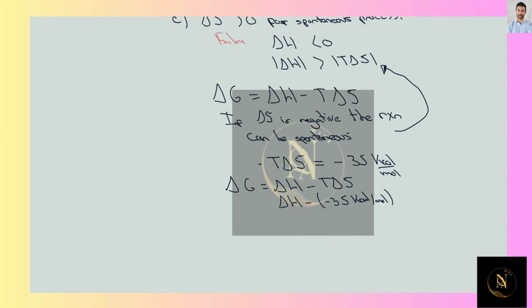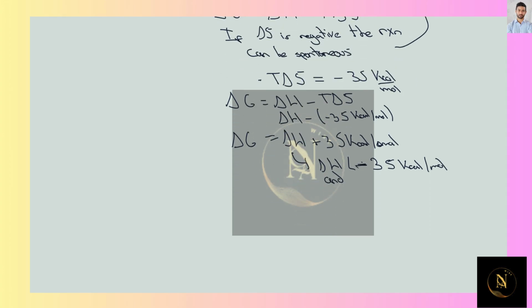You can see that for delta G to be negative, delta H needs to be lower than zero. And actually, you can directly put it that delta H needs to be lower than minus 35 kilocalories per mole. You can plug in there minus 40 kilocalories per mole, and you're going to verify that delta G is going to be negative, and thus the reaction can be spontaneous. So that is the only case where it is going to be false.